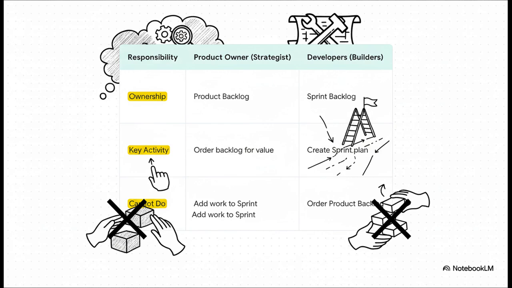The product owner owns and orders the big product backlog. The developers own the sprint backlog, their plan for the sprint. But that last row, the cannot do column, that's the secret sauce. The product owner can't just shove work into a sprint mid-flight. And the developers can't just decide to reorder the entire product strategy. This separation is what creates focus, empowerment, and ultimately, success.